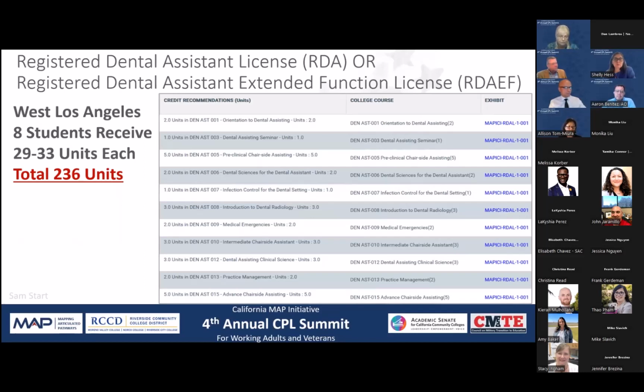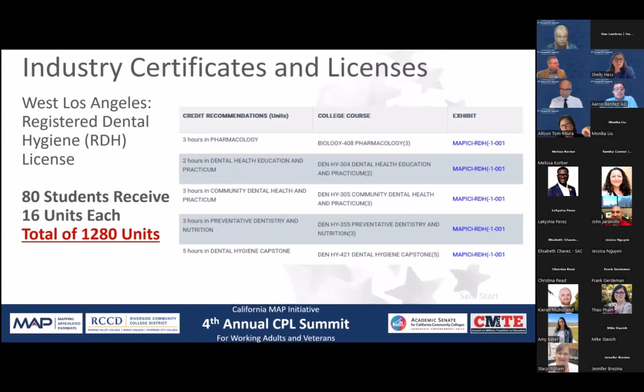That is 8 students receiving 29 to 33 units, depending on what they come with, and a long list of course credit that they receive for that. That's a big one. I know this is part of, is this part of a bachelor's program, or is that the next? The bachelor's program is the dental hygiene. Is the dental hygiene? Okay. Yes, this one. Yes. Okay.